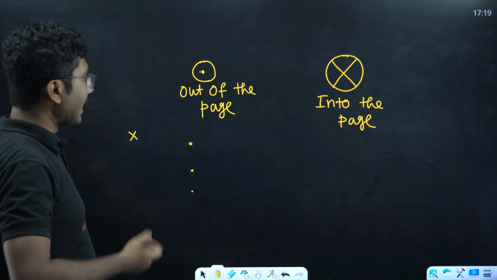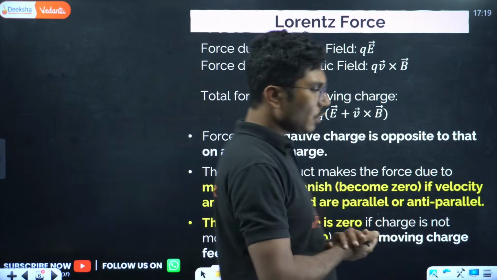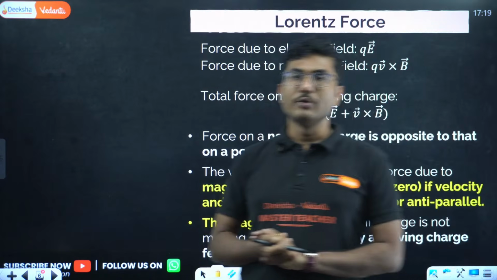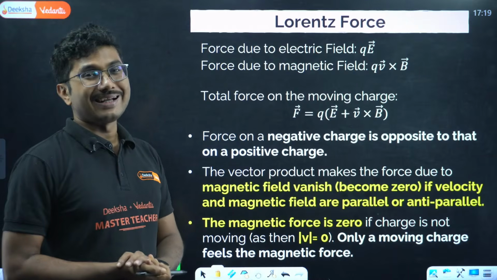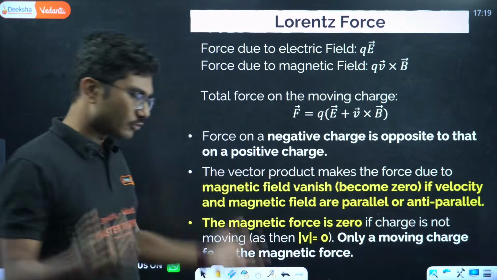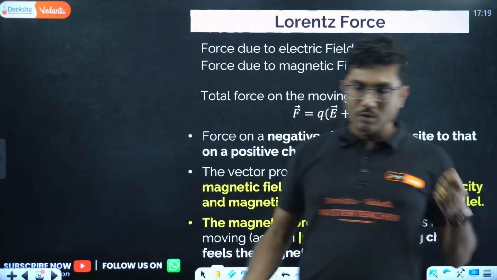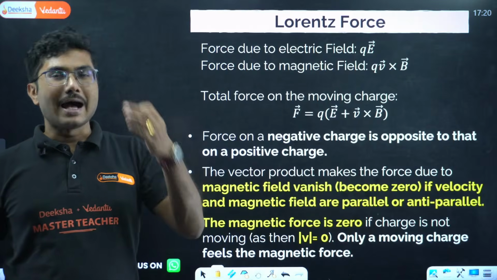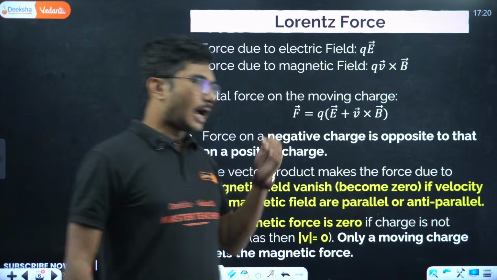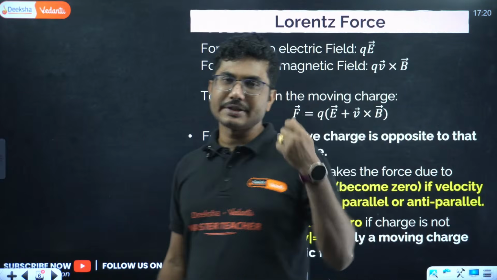We will do that also in future, but for now let us understand what will happen if you keep a moving charge in the presence of an external electric field and magnetic field. We have seen that a moving charge produces a magnetic field, and a charge also has an electric field. If you keep a charge in an electric field, it experiences a force.